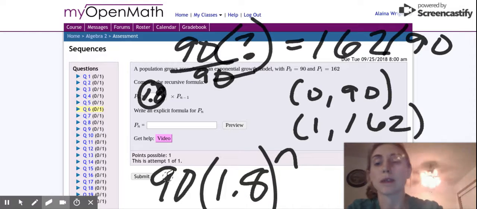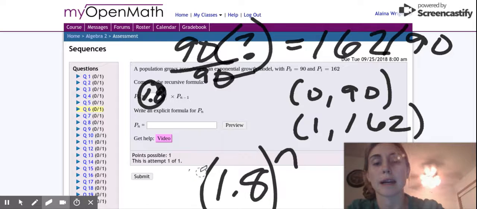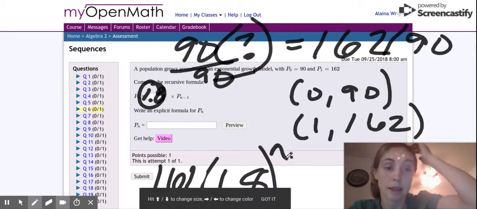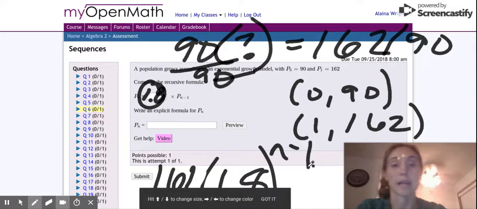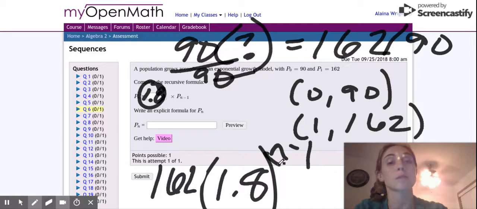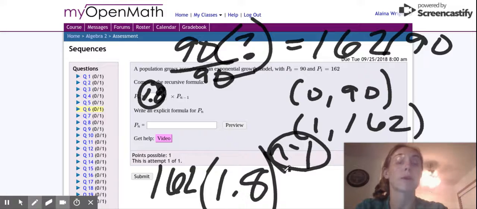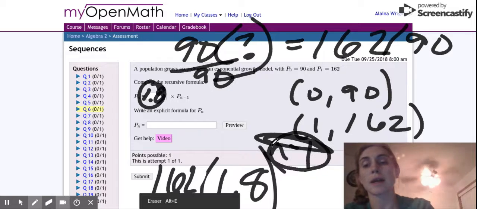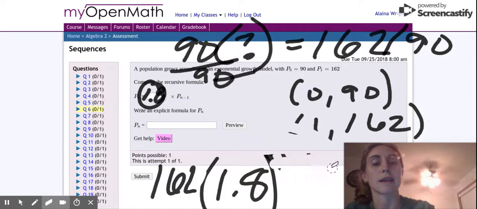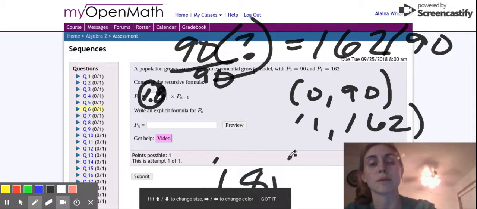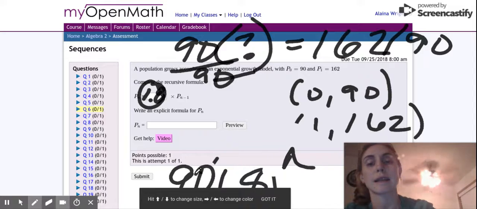If I wanted to write this with the 162 in there, that would work if I write a minus 1 on that. That way, when n is 1, 1 minus 1 is 0 for this exponent up here. 1.8 to the 0 power is 1, and 1 times 162 would give me 162. But I'm thinking we probably want to go with the simplest version. The simplest version is that when n is 0, we get 90.